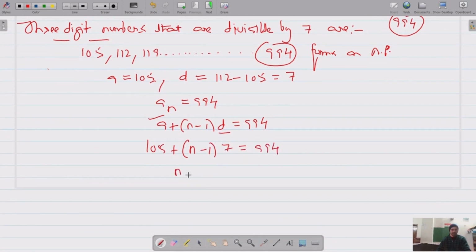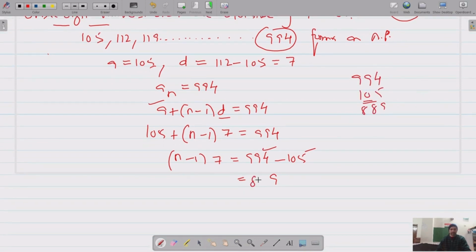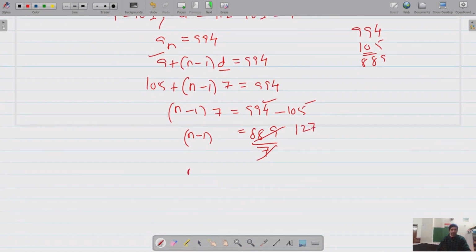So now n minus 1 into 7 is 994 minus 105, which is 889. So n minus 1 is 889 divided by 7. 7 times 1 is 7, 18 minus 7 is 11... 7 times 127 is 889. So n minus 1 is 127, which gives n is 127 plus 1, which is 128.